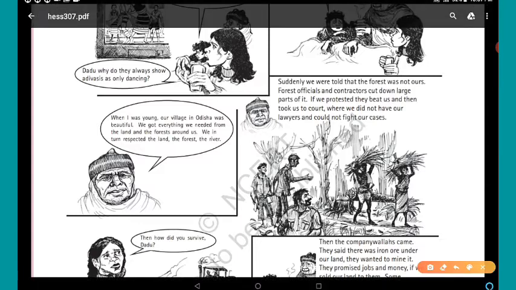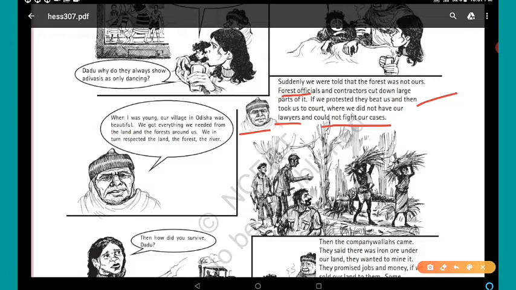Further he is explaining, the forest was not ours. Forest officials and contractors cut down large parts of it. If we protested, they beat us, then took us to court, where we did not have our lawyers and could not fight our cases.